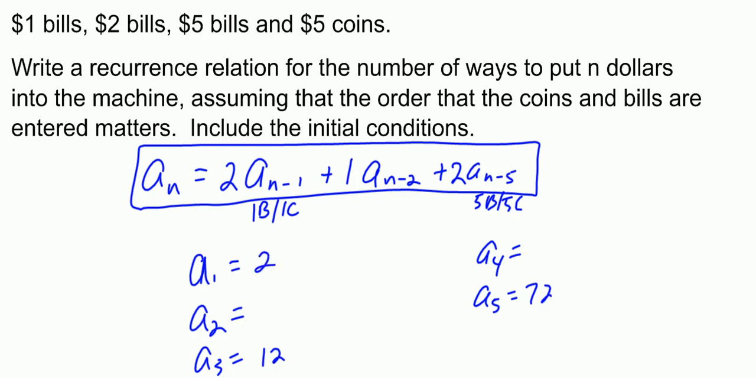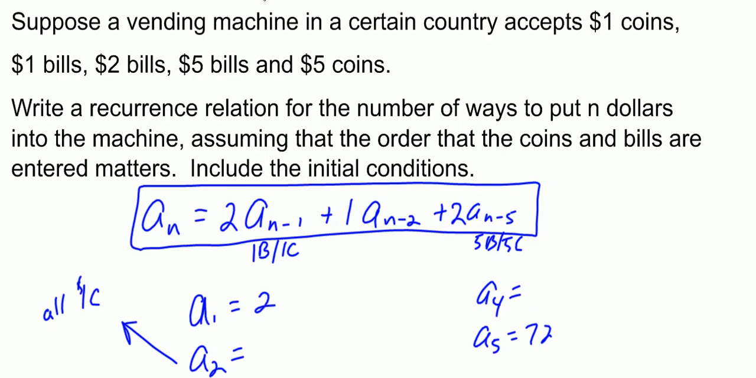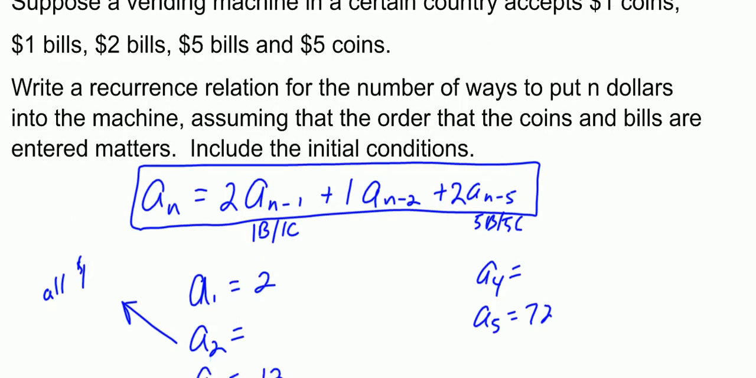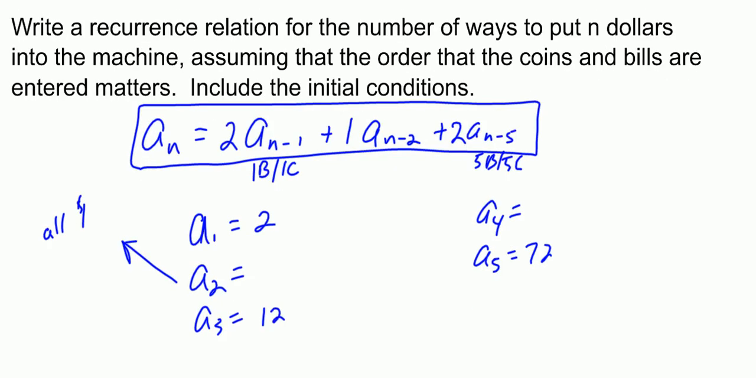Now a sub 1 is pretty easy. There's only 2 different ways you could put $1 into the machine. It's either a $1 bill or a $1 coin. Now for a sub 2, we have a couple choices. You could do all ones, right? Oops. That was supposed to be all $1 coins, right? Or we could do a $2 bill. Okay, so how many ways could you put 2 $1 bills in? There would be 2 times 2 ways to do that, and there's only one way to put the $2 bill in. So there's going to be a total of 5 ways, right, to put $2 into the machine.